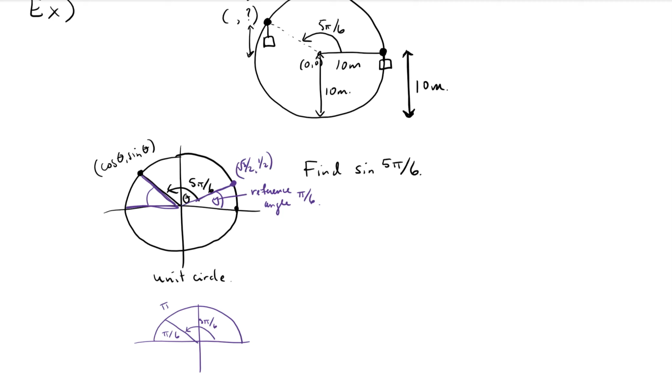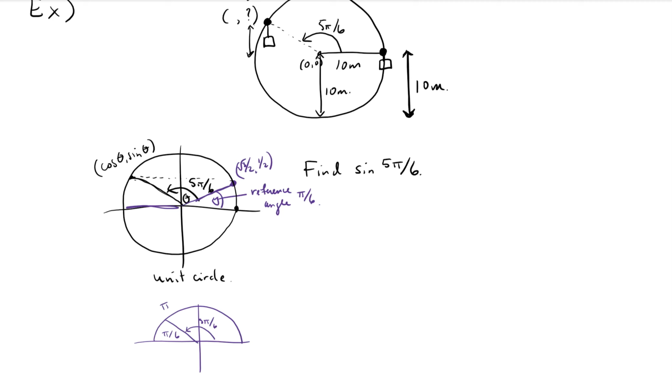Maybe I should try to do a better job here. This ray, or this point, should be a bit closer to here. So let me redraw that circle. 5 pi over 6 would be somewhere here. In other words, if you reflect this point over there, you're going to get the point associated to the reference angle.